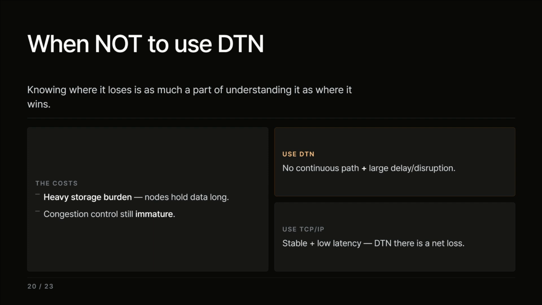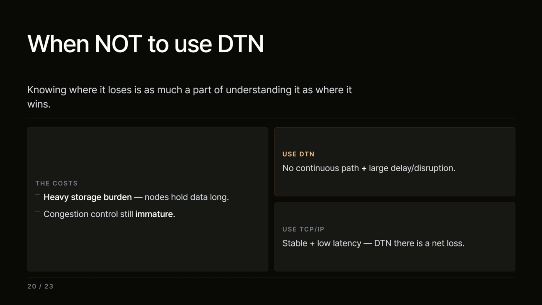At this point, it's important to discuss DTN's limitations. DTN is not a universal replacement for TCP and IP, and intermediate nodes may need to store data for long periods of time, and this can create significant storage requirements. Congestion control is also less mature than in traditional internet protocols like TCP/IP. And because delivery may occur much later, DTN is generally unsuitable for applications that require immediate interactions.